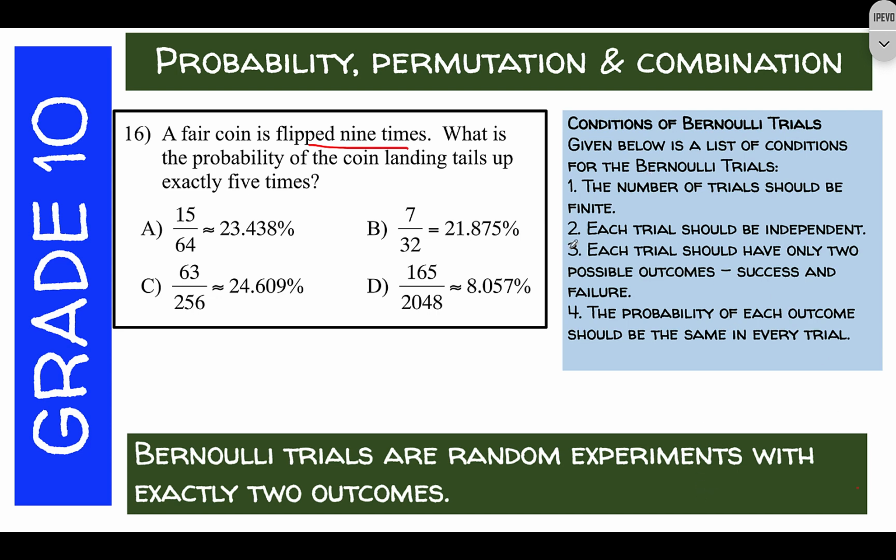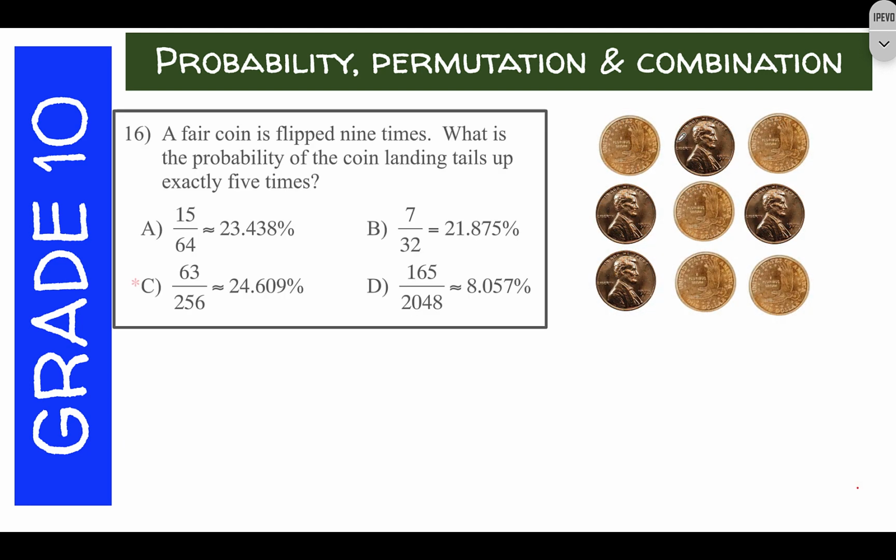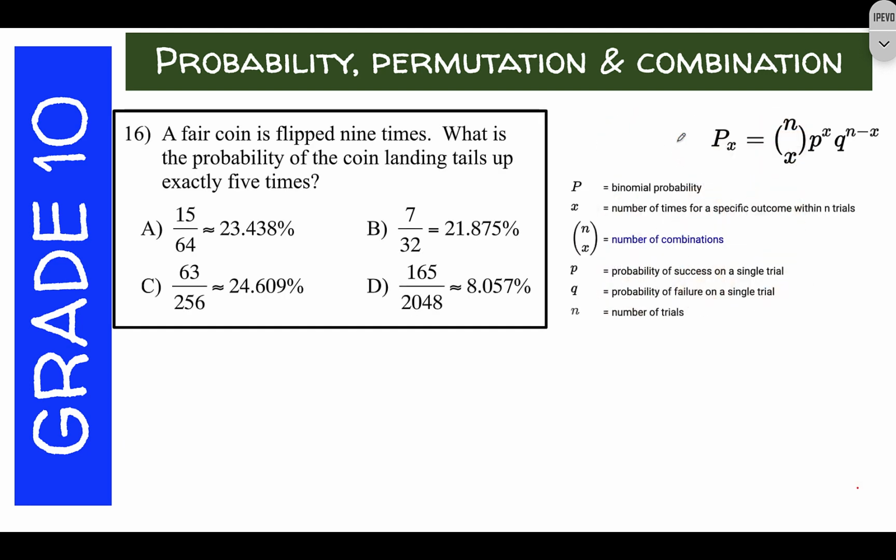Number 3, each trial should have only 2 possible outcomes: success and failure, heads or tails, yes or no. Number 4, the probability of each outcome should be the same in every trial. So here, the probability of getting tails is always 1/2. So all these 4 conditions are met, and therefore, we now say that we have here a Bernoulli trial, and we can apply what we call as the binomial probability.